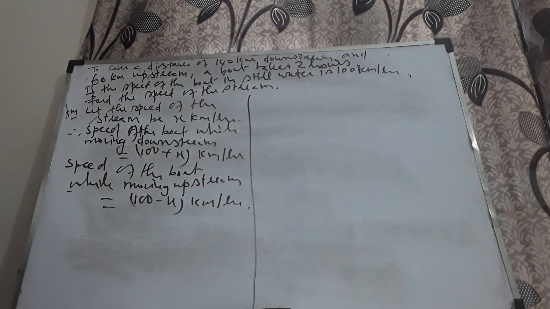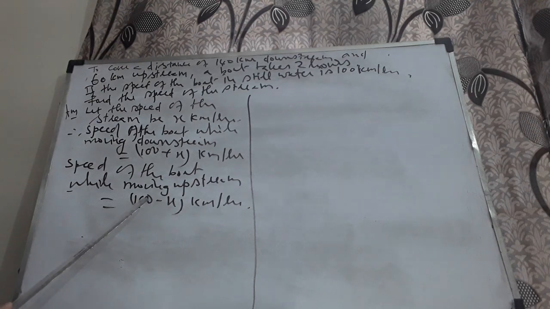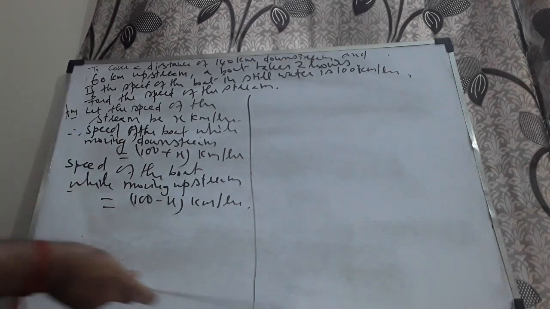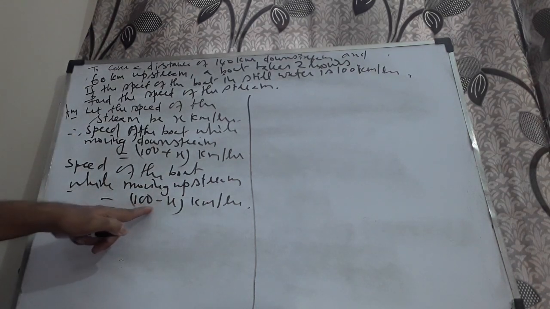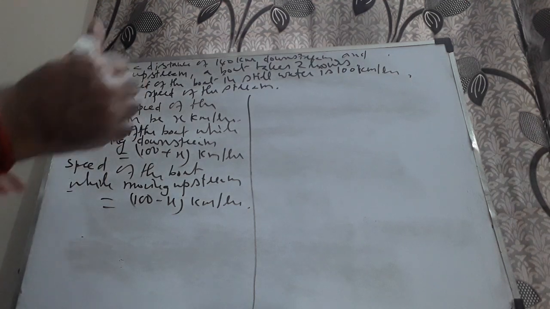Listen carefully. The speed of the stream should always be smaller as compared to the speed of the boat in still water. It shouldn't be greater. If the speed of the stream is greater than the speed of the boat in still water, it won't be able to face the current. The boat will sink. Therefore, it should be only 100 minus x. It should never be equal to x minus 100.